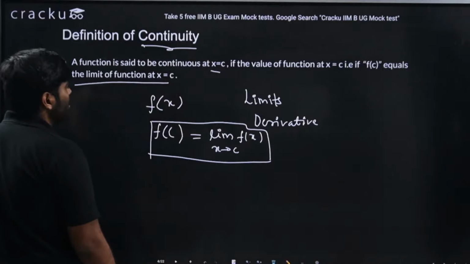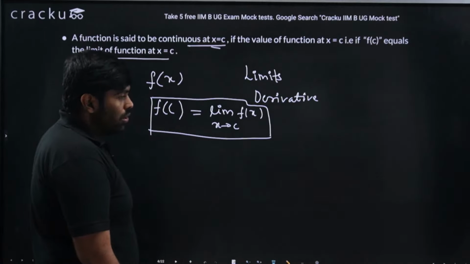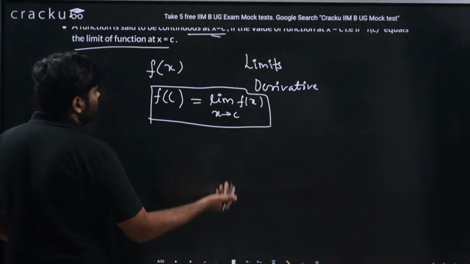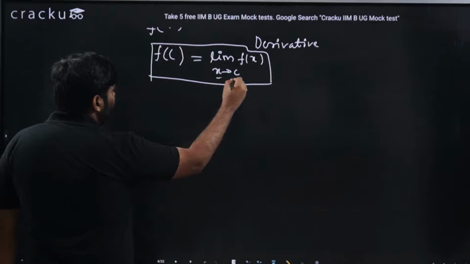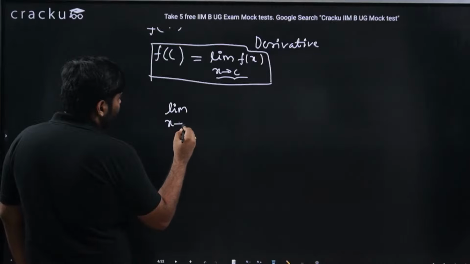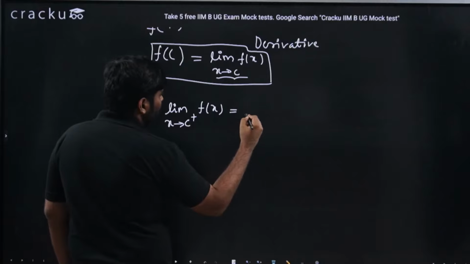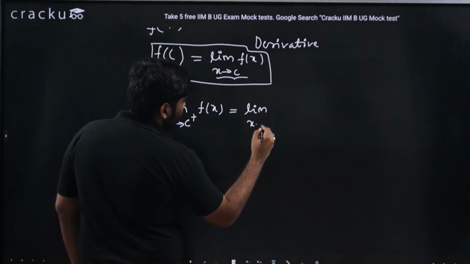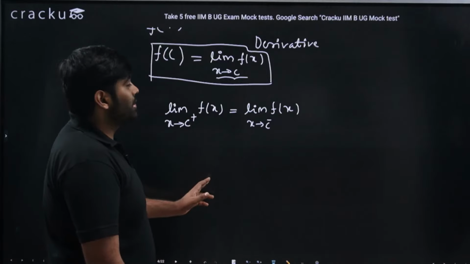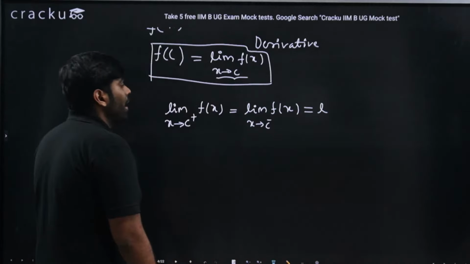What is a continuous function? Continuity at c is that f of c is equal to limit x tends to c f of x. When I say limit x tends to c f of x, this implies the limit exists in the very first place. In order for that limit to exist, limit x tends to c plus f of x must equal limit x tends to c minus f of x. For the limit to exist, this should definitely take place. Let us say this particular value is some L, the limit L.